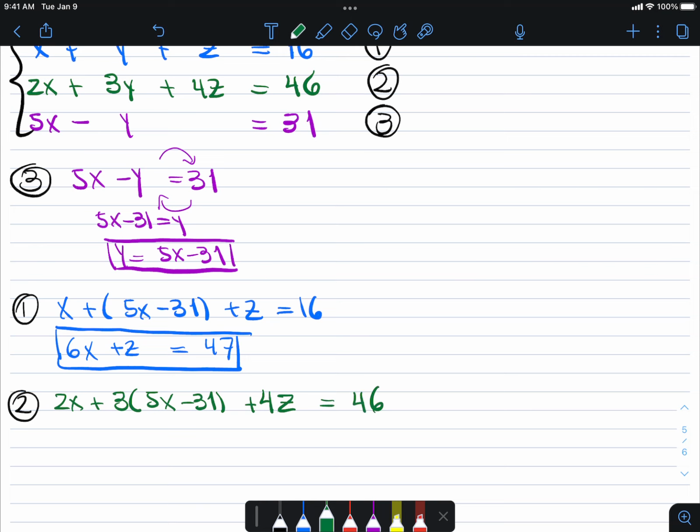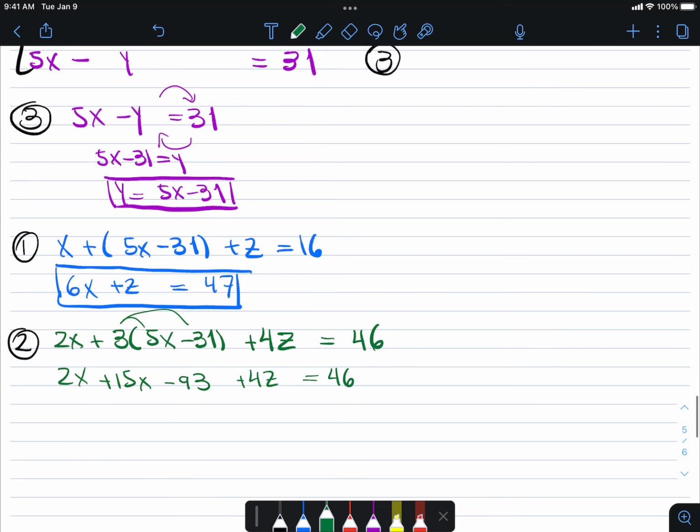So distributive property, 2x plus 15x minus 93 plus 4z equals 46. So group the x's, that's 17x, plus 4z, and this number is going to go all the way to the other side, and the right side will be 46 plus 93. I think that's 139, but I'll double check because I want to be safe. If that's a test, I don't want to mess it up. So that's 139, as I thought, and that's my second equation.